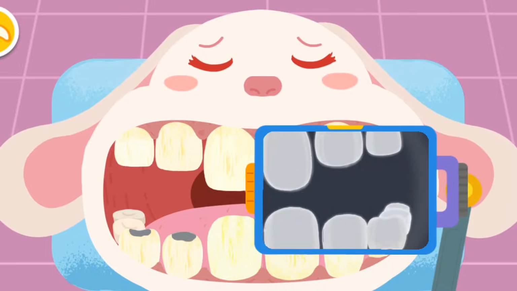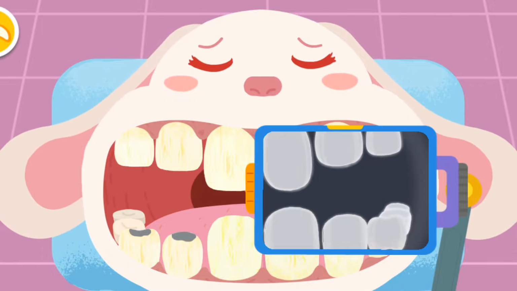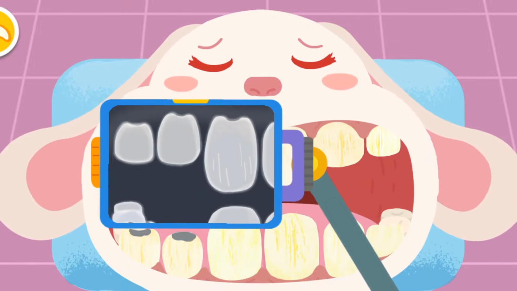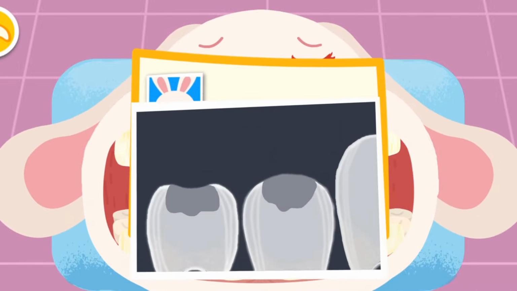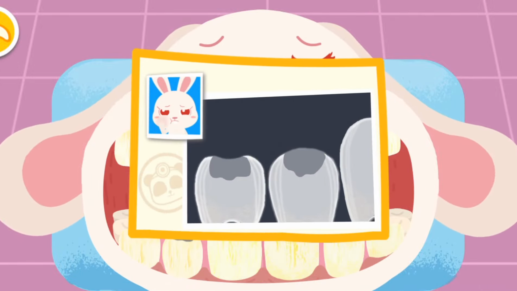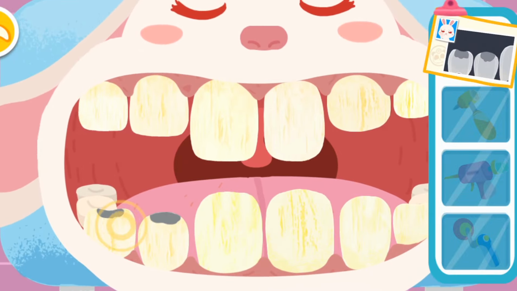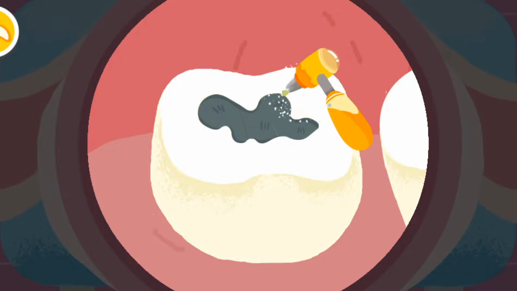Machine to check the teeth. Two decayed teeth are found. These two decayed teeth have small cavities. Dental filling treatment is needed. Dig out the black cavities first.